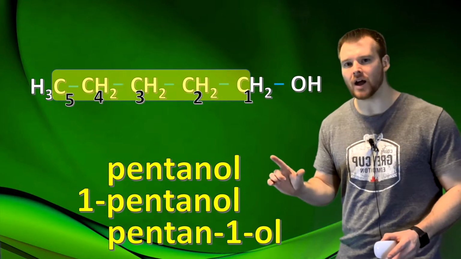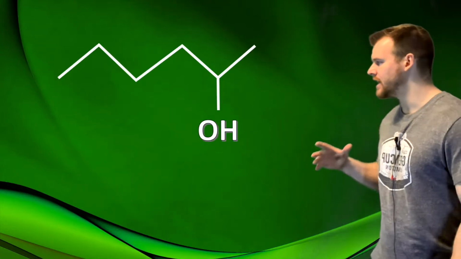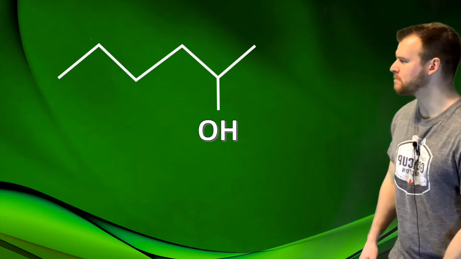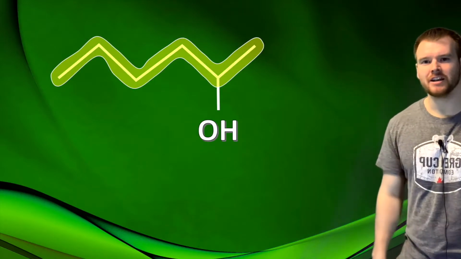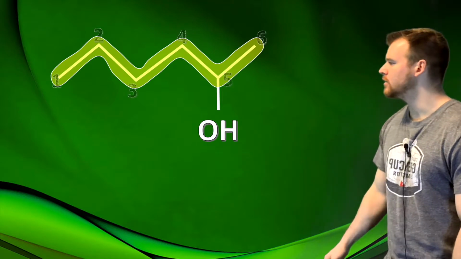It just puts the 1 in front of the OL. Our next example, looking at a line diagram, a little bit more complicated here, but still not too bad. We'll find the parent chain here, like this, has 1, 2, 3, 4, 5, 6. We'll look at numbering those.